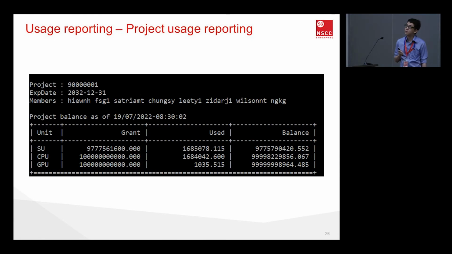Next. This is the example output for the my projects command. You can see the project details. We also show you the expiry date of your project, and the members of your project.